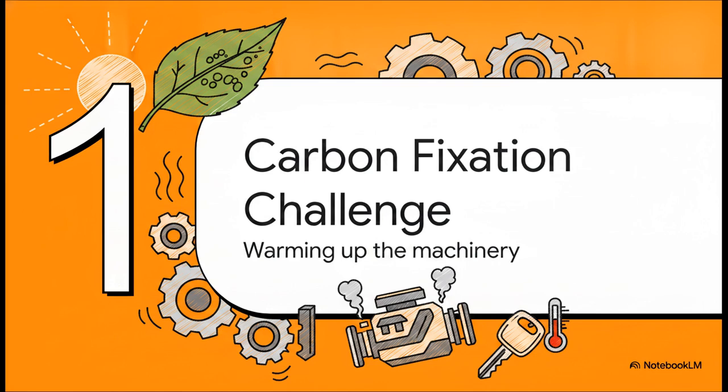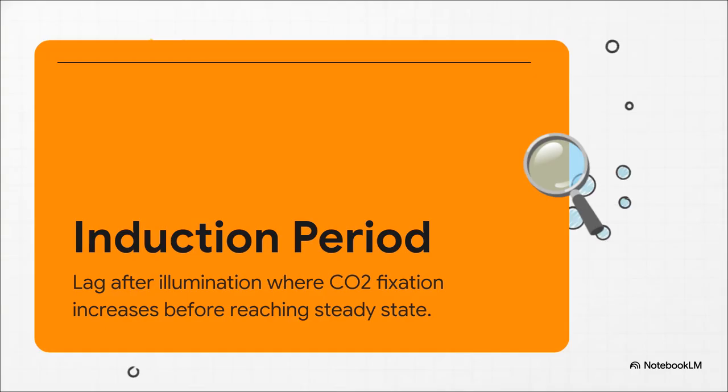Warming up the machinery. Picture the exact moment the sun rises and the very first rays of light hit a plant leaf. The plant is suddenly just bathed in energy, but its biochemical machinery inside the chloroplasts isn't instantly running at top speed. It's kind of like a cold car engine on a freezing winter morning. It needs a minute to warm up. We call this warm-up phase the induction period. It's the initial lag right after illumination where CO2 fixation gradually increases.